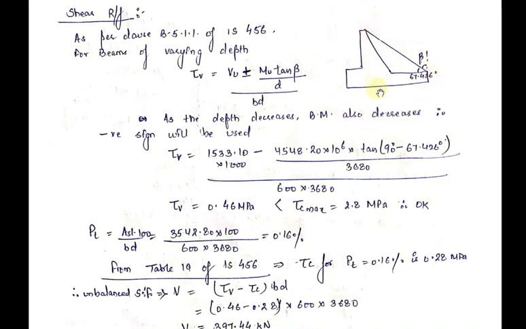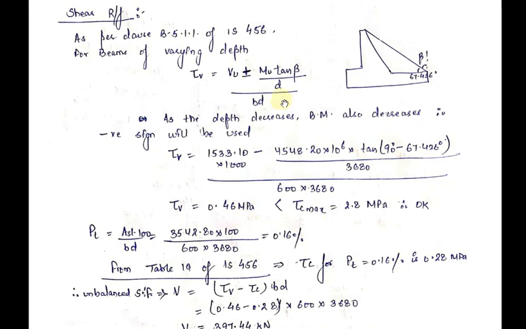See, in our case also, if the depth increases, the bending moment also increases. So we will use the negative sign. Here we will put all the values. Vu is in kilonewtons, so we will multiply it with 1000 to convert it into newtons. Mu is in kilonewton meter, so we will multiply it with 10 to the power 6 to convert it into Newton mm. Beta is this angle. We know this angle is 67.426 degrees. Therefore, the value of beta will come out to be 90 minus 67.426 degrees.